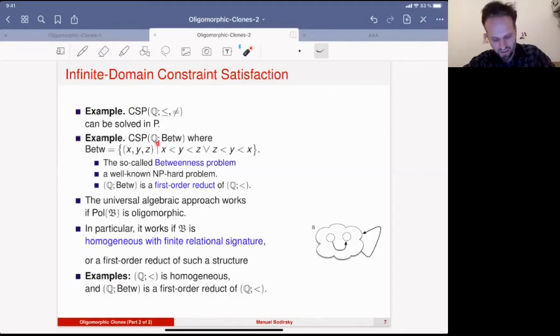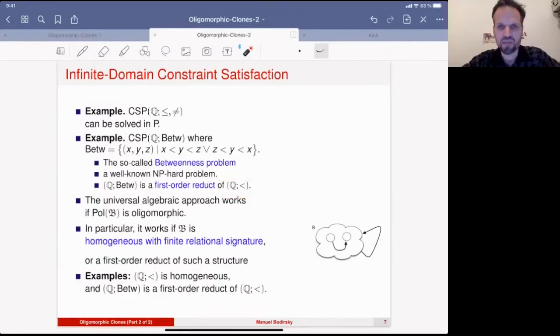It has the same domain, but this time we fix a ternary relation, which contains all those triples where x is smaller than y or smaller than z, or z is smaller than y, smaller than x, so y should take the middle value. This is a famous example of an NP complete problem. And I'm saying this is a first order reduct of the structure Q with the strict order.